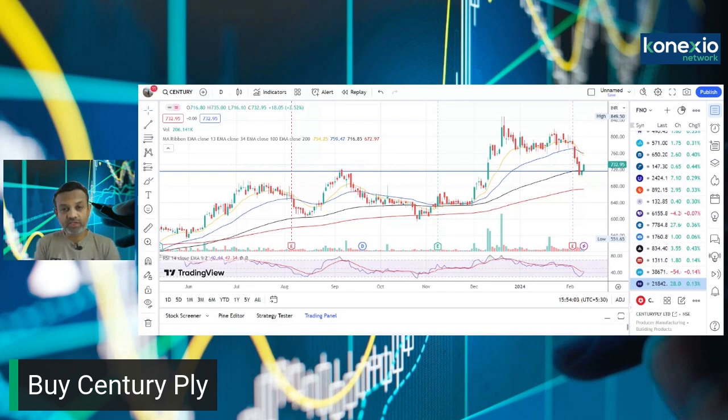So again, investors, short-term investors, long-term investors, swing traders can buy the stock on dips to 720 to 722 for an upside target of 800 in short to medium term.